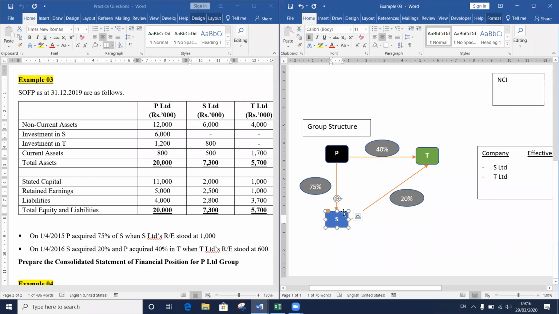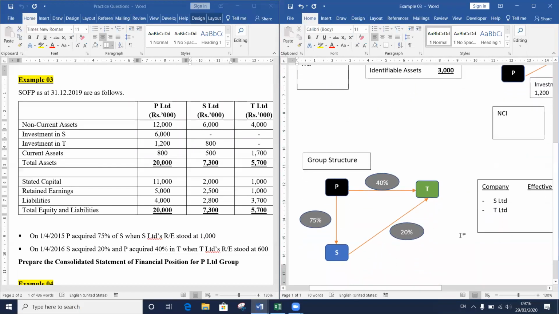Why? We have acquired more than 50%. Therefore we can control the company S, so S is a subsidiary for us. I need to know whether T is a subsidiary for us. Is T a subsidiary, or is it an associate?